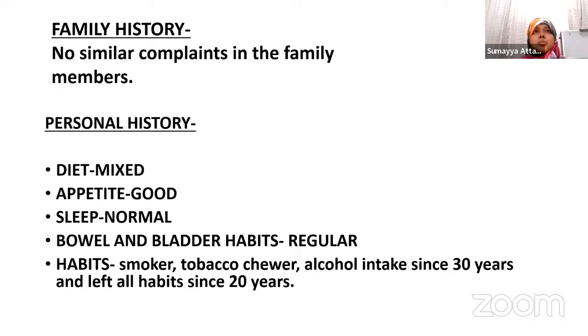Family history: no similar complaints in the family members. Personal history: the diet is mixed. He has a good appetite and normal sleep. He has regular bowel and bladder habits. Coming to his addictive history, he was a smoker, tobacco chewer, and alcohol intake was there since 30 years, but he left all these habits 20 years ago.